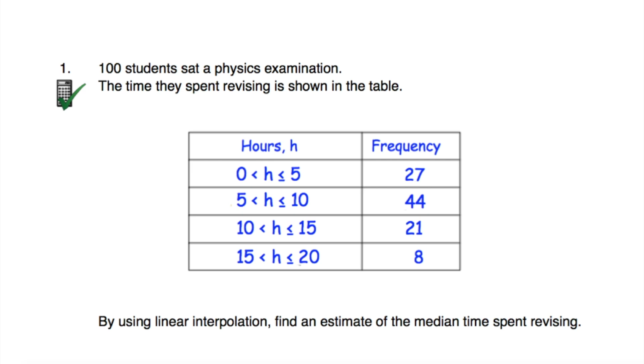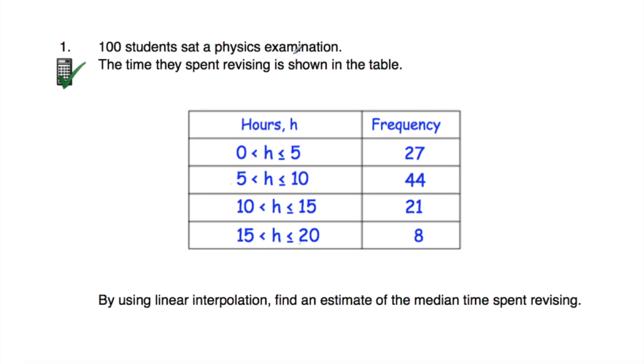Okay, question number one. Question number one says 100 students sat a physics examination. So there's 100 students altogether, and the time that they spent revising is shown in the table. So 27 students spent more than 0 hours, but less than or equal to 5 hours. So here it looks like everyone studied for the exam. No one spent no hours revising. 44 spent between 5 hours and 10 hours, so bigger than 5 hours, but less than or equal to 10 hours, and so on. And the question says, by using linear interpolation, find an estimate for the median time spent revising. So we're calculating an estimate for the median.